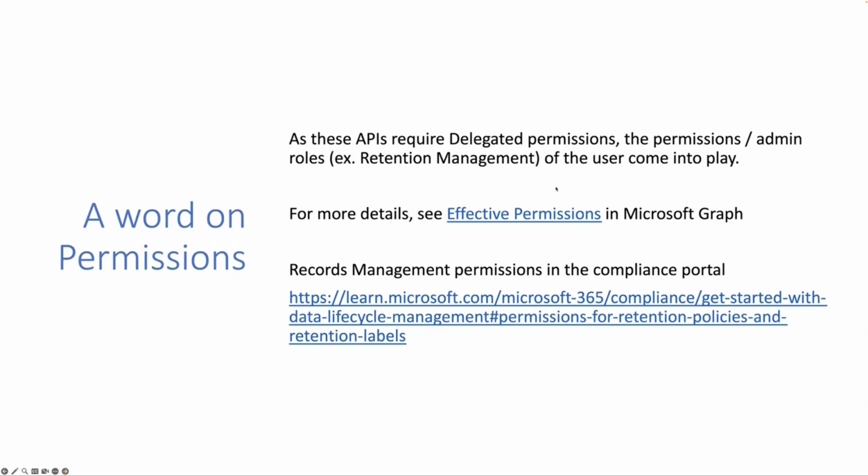Okay, quick word about permissions. As these APIs require delegated permissions, I did want to make sure to call out that we have this concept of effective permissions with Microsoft Graph, right? Especially in the context of delegated permissions, it's that intersection of not only the Microsoft Graph permission that you've consented to, but also that backend permission associated with the service that you're calling. So essentially the records management permissions in this case. So do be cognizant of that. And if you'd like to learn more about the permissions required on the backend, you can check out this link here.